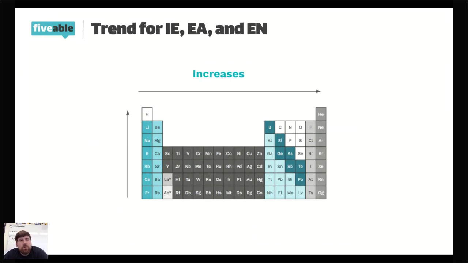The trend for ionization energy, electron affinity, and electronegativity is the opposite. It is increasing as you move up and to the right. Hands down, there are two reasons for this. The first thing you need to identify going into this is whether the atoms you're comparing are in the same group, which is up and down, or in the same period, which is left and right.